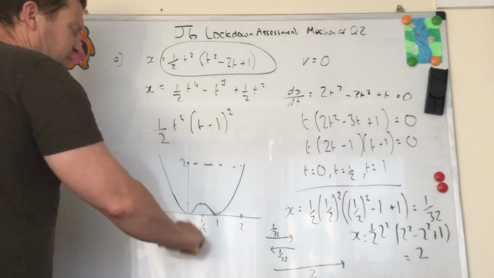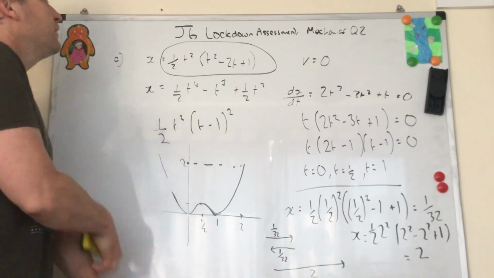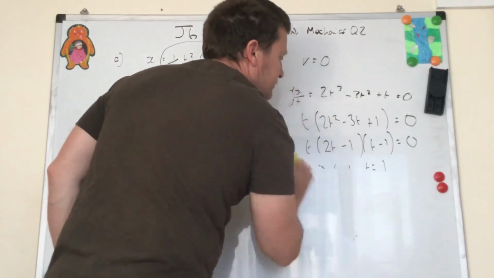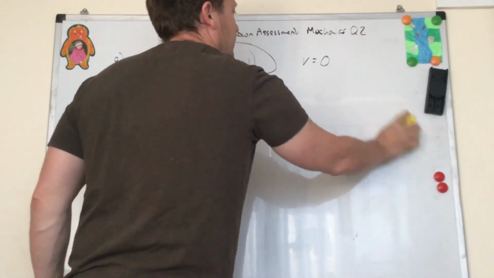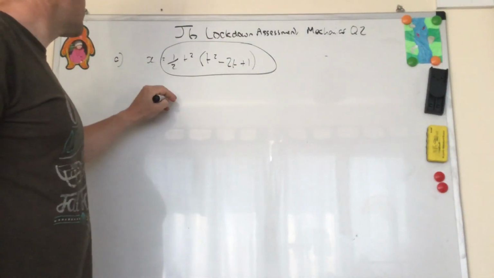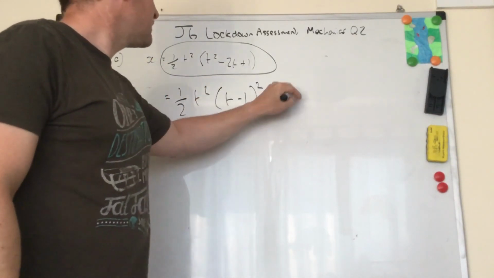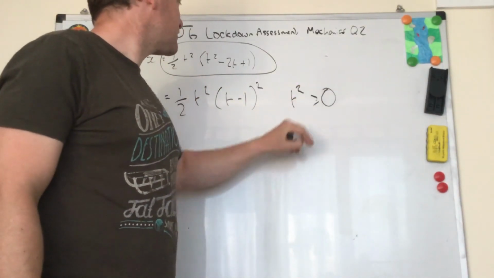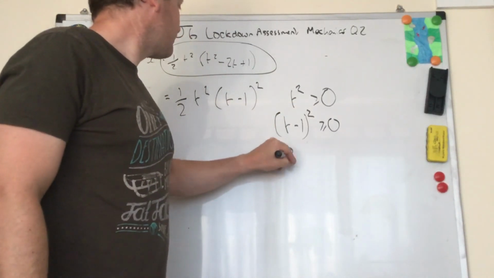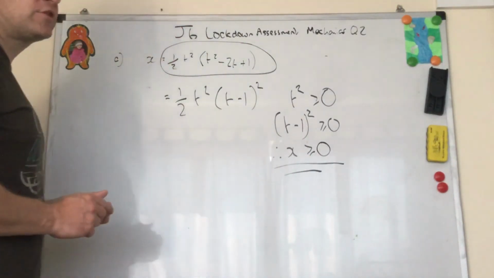Okay. C, show that P will never move along the negative x-axis. Well, we sketched the graph and we have shown that it's never gone negative. That's probably not enough. Easiest thing to do is say, well, x is half t squared (t minus 1) squared. t squared is always greater than or equal to 0, (t minus 1) squared is greater than or equal to 0, therefore x is greater than or equal to 0. Okay, something like that.